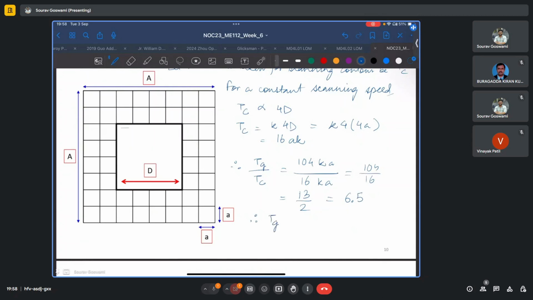Therefore, the time taken for grid cutting in this case is approximately 6.5 times the time taken for cutting the contour. Thus, we see that we are devoting a far larger quantum of time to the undesirable material or the undesirable region in each sheet than the desirable region.